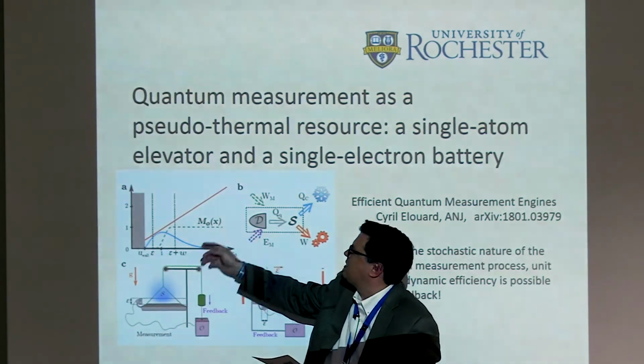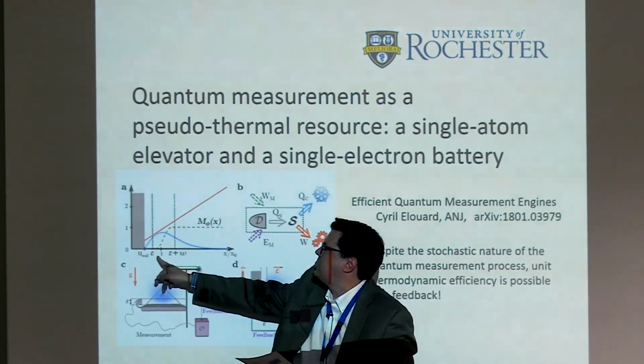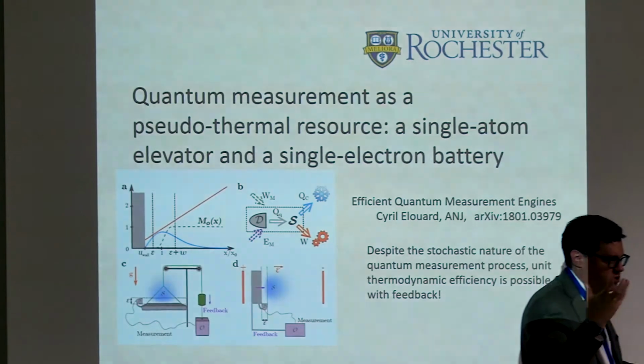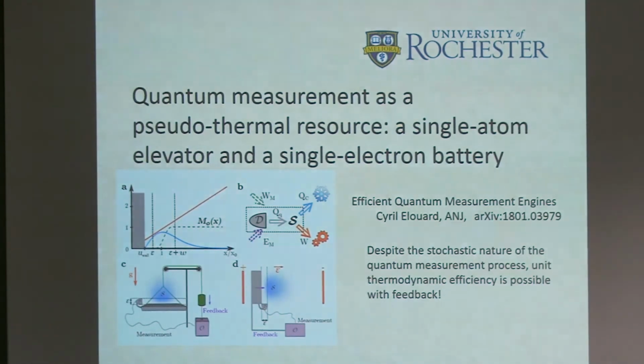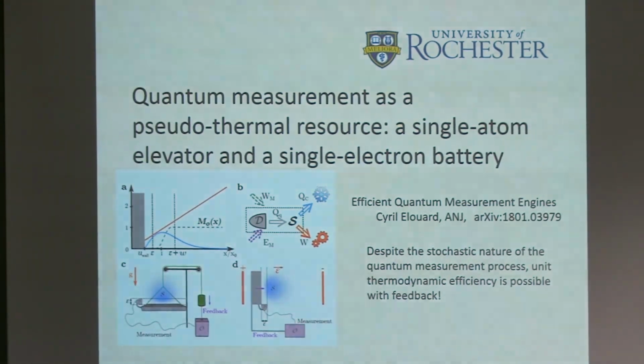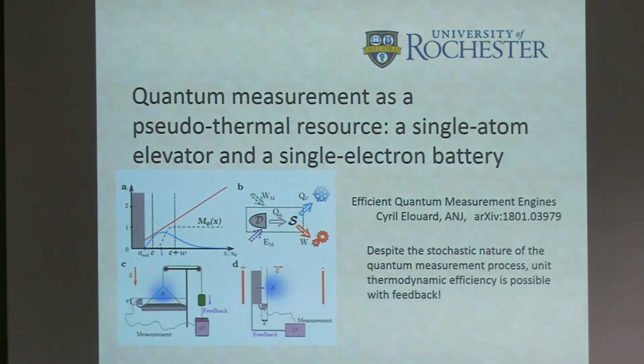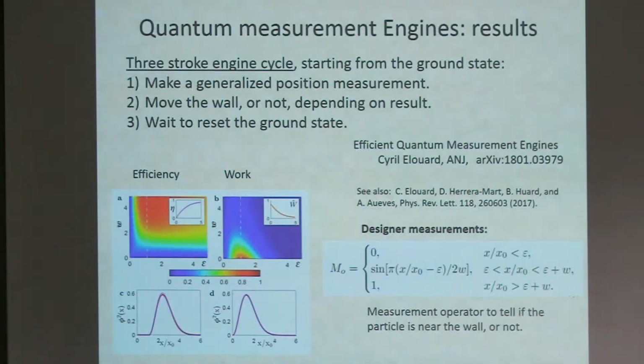It's probably here, but it may, with some shading region, be in the middle. Okay, so this is our sort of fuzzy measurement we're going to make. That's step one. Step two, here let's go to the steps. So this is my step one. So I'm going to design an engine. Here's my 3-stroke engine. Step one is I make a generalized position measurement.